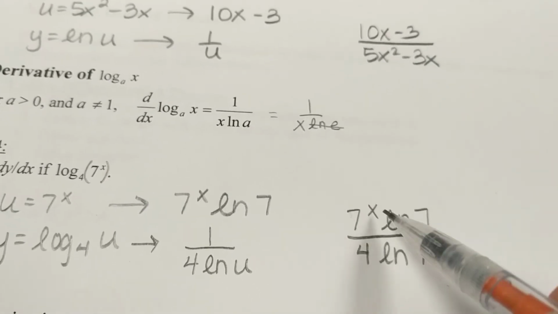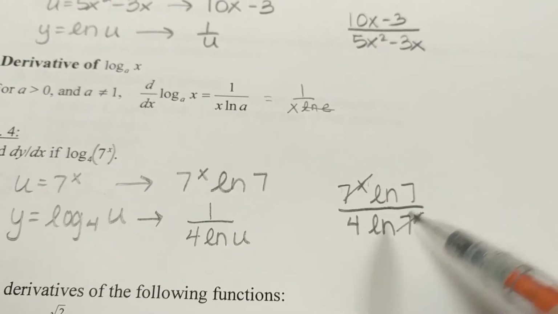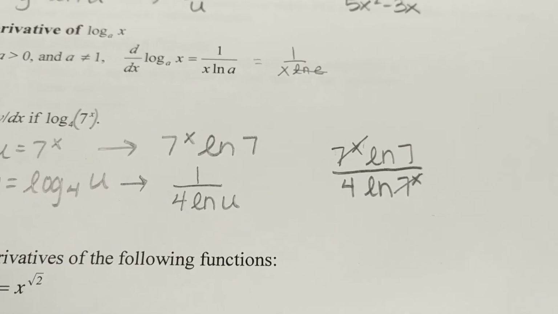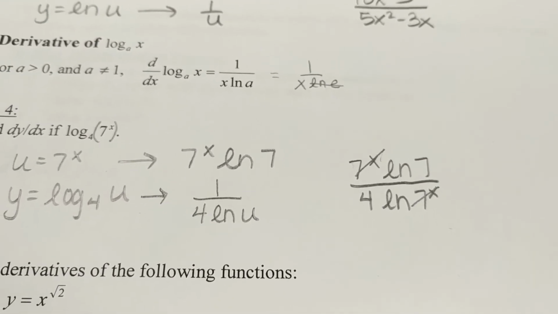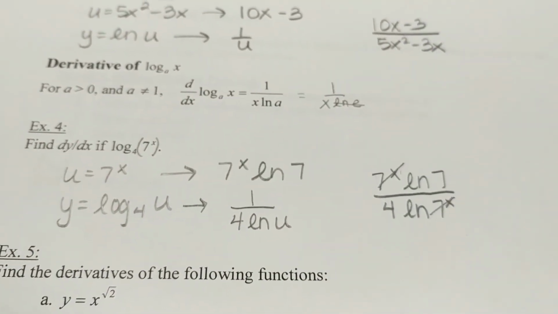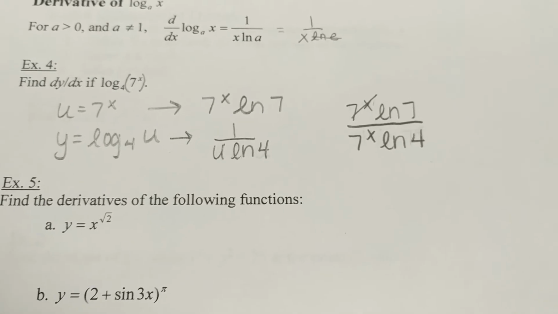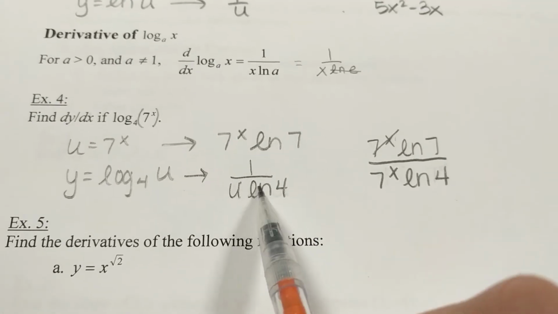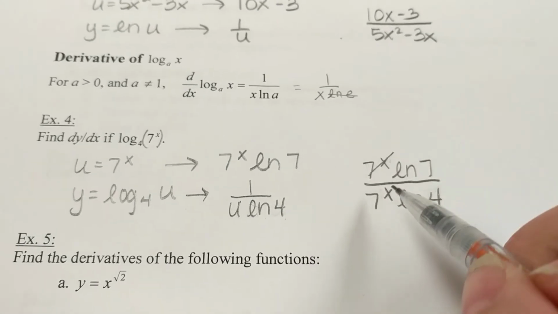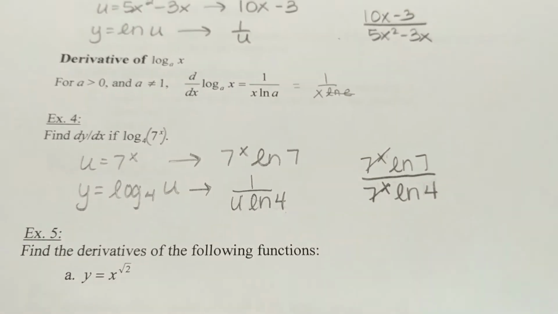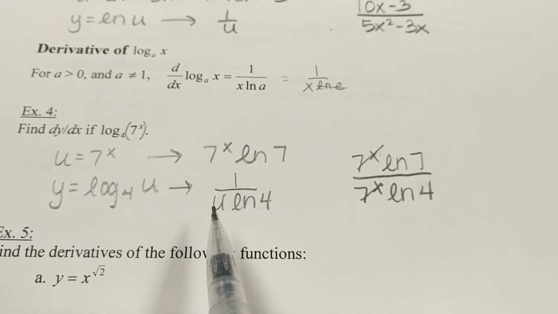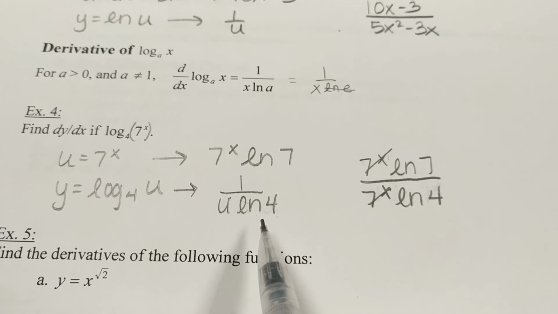So what I want you to notice is the 7 to the x's can cancel out. Oh, you know what? I made a mistake. Oops. Don't do that. You may not cancel those out. Hold on. Hopefully you caught my mistake before I did. It's 1 over u natural log of 4. I knew those 7 to the x's canceled out. And then these 7 to the x's cancel out. So go ahead and make that change if you copied down what I had just written. Hopefully you had it written correctly.